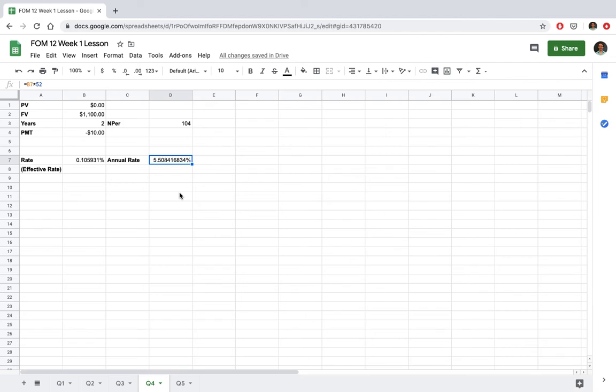The reason we're multiplying by 52 is if we were going the opposite direction, we divide by 52. So if we start with our annual rate, we want our effective rate, we divide by 52. Going the other way, we have to multiply by 52.